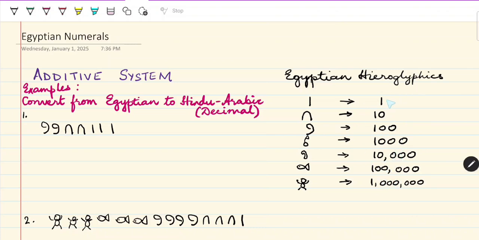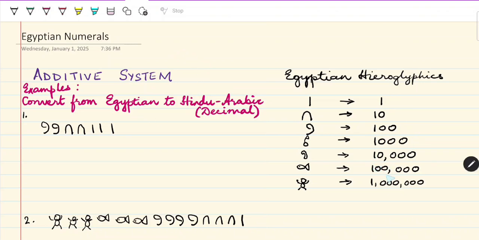And as we see over here, the values increase by multiples of 10. So the first one is 1, then we have a 10, we have 100, 1000. So if you multiply the previous value by 10, you get the next numeral value. All right. So using this information, we will come up with a process of conversion from the Egyptian system to the Hindu Arabic system, also known as the decimal system. And they used the additive system, the rule of addition.